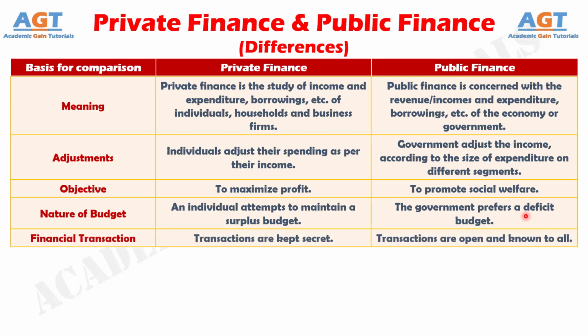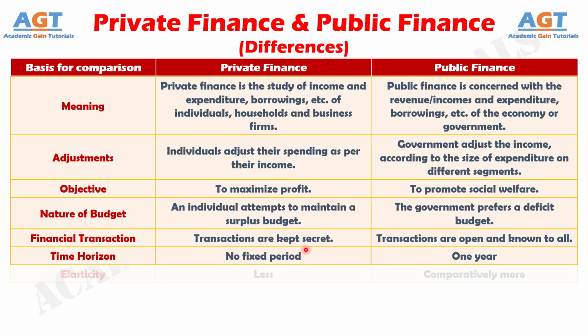Number 5. In private finance, the individual's income and his or her expenditure is his or her own affair, and so it can be kept secret. Conversely, in public finance, the government uses public money for providing public utility services. That is why it cannot be kept secret. Number 6. Public finance is related to the yearly budget of the government, which is fixed, but private finance is related to the daily, weekly or monthly budget of an individual or household.